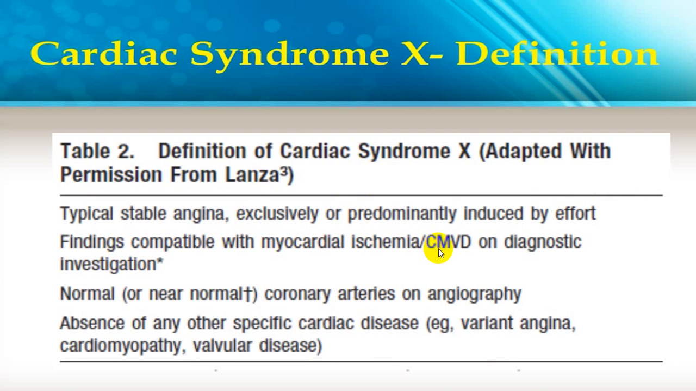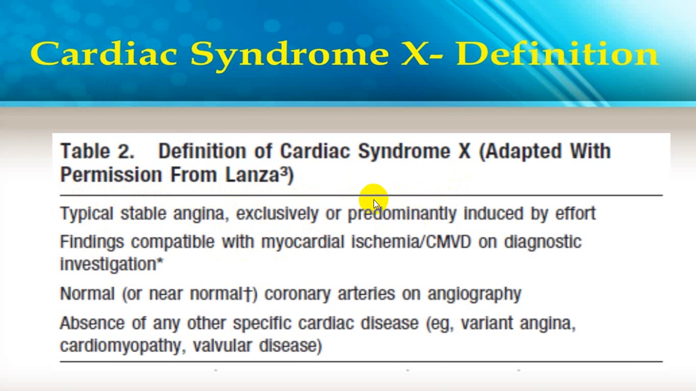There are coronary microvascular disorders on diagnostic investigations, near normal coronary arteries on angiography, and there is absence of variant angina, cardiomyopathy or valvular heart disease. Then that is labeled as cardiac syndrome X, where the person will have a typical stable angina.